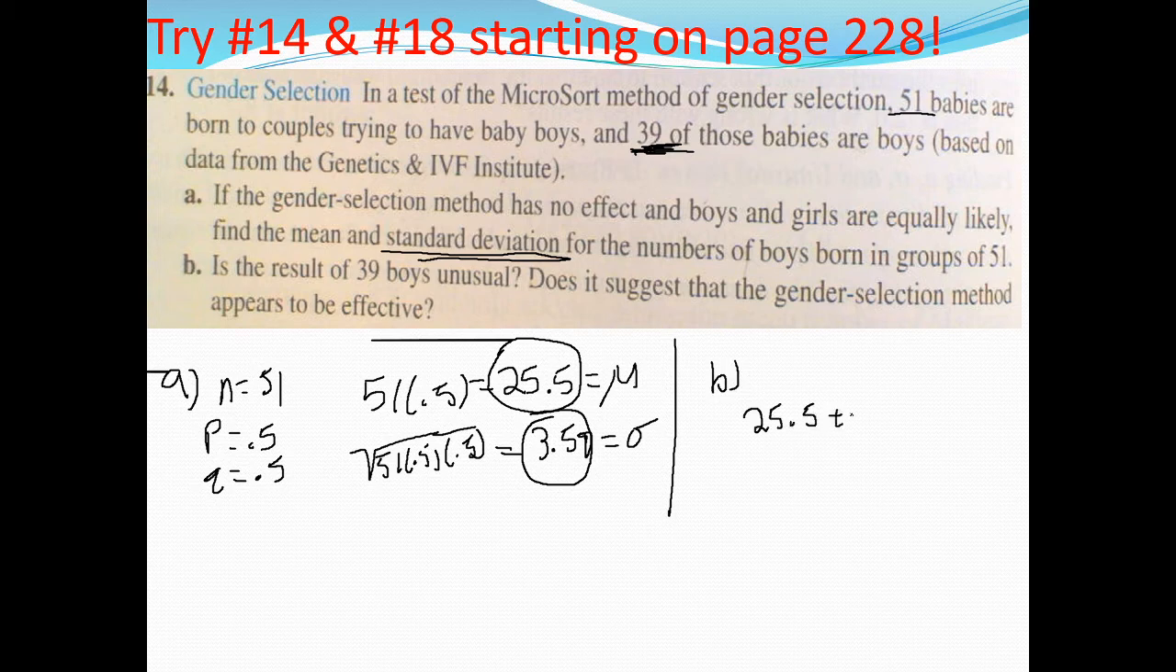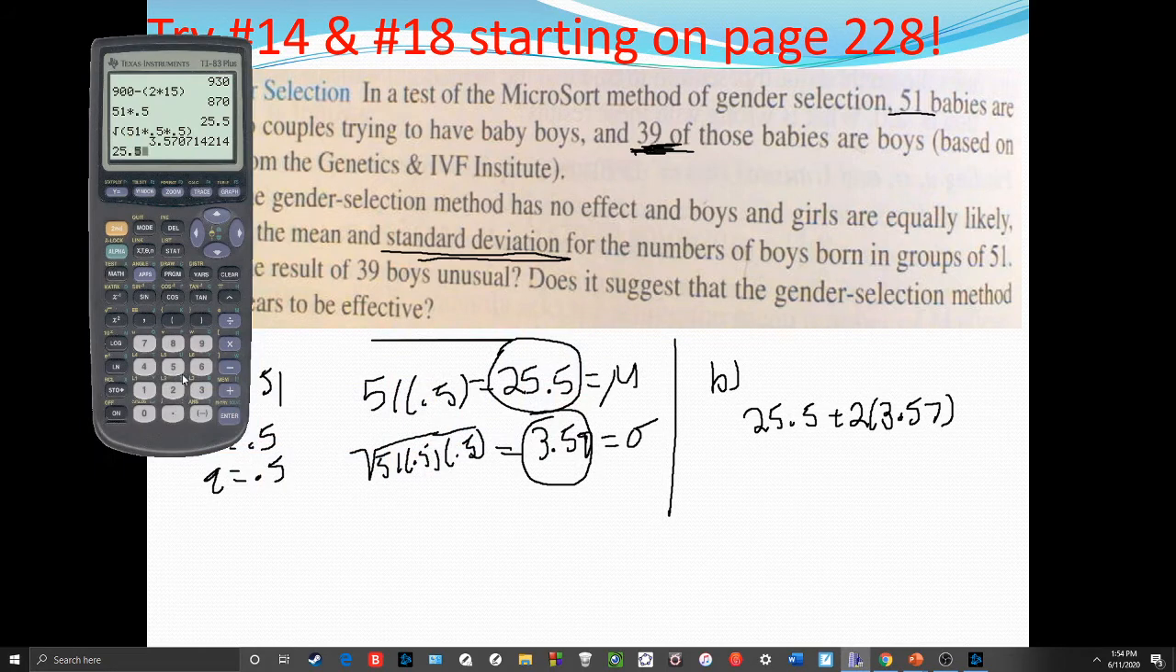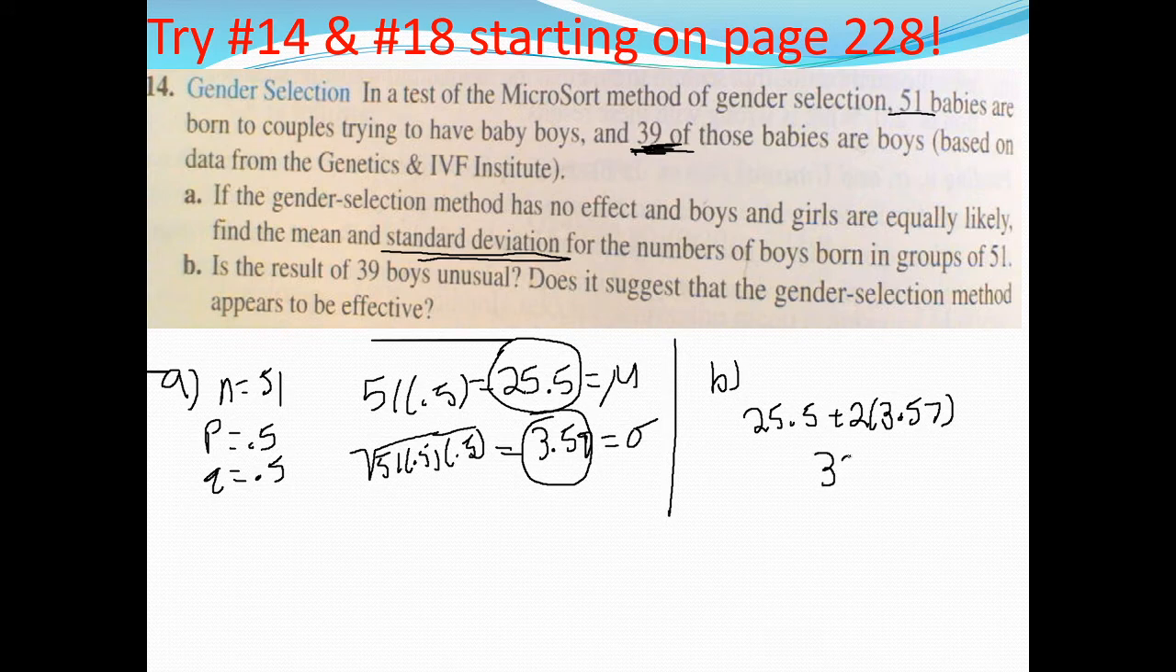So let's see here. An unusually high amount would be 25.5 plus 2 deviations, 3.57. So let's go ahead and see what this comes out to be. 25.5 plus 2 times 3.57. And we get 32.6, so we'll round that up to about 33. So 33 would be the maximum number of usual boys we would expect. 39 is pretty clearly higher than that, so 39 is definitely higher than 33.